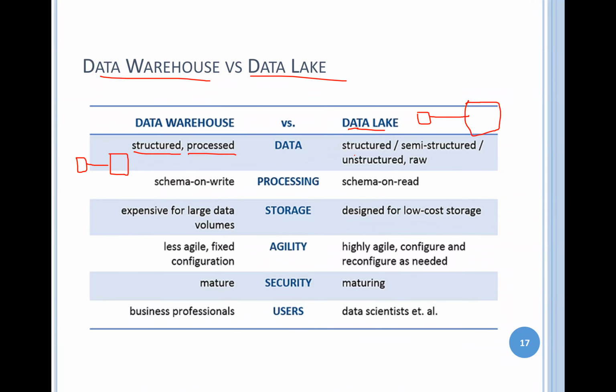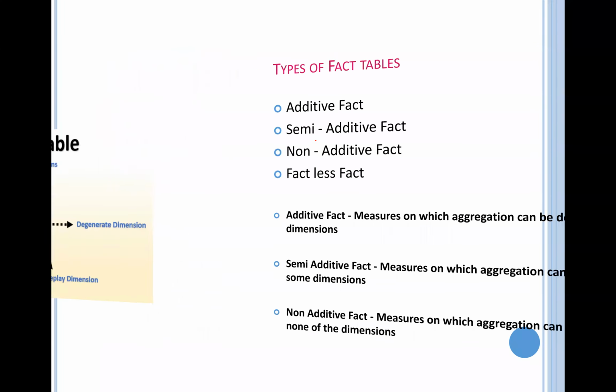Okay, this semi-structured, you'll have semi-structured. One fact table can hold different types of facts. Are you able to understand? Already I have explained, right? What is fact, what are dimensions.